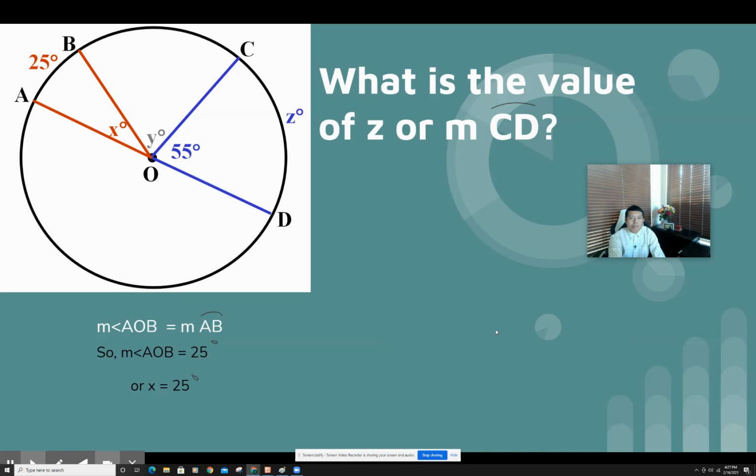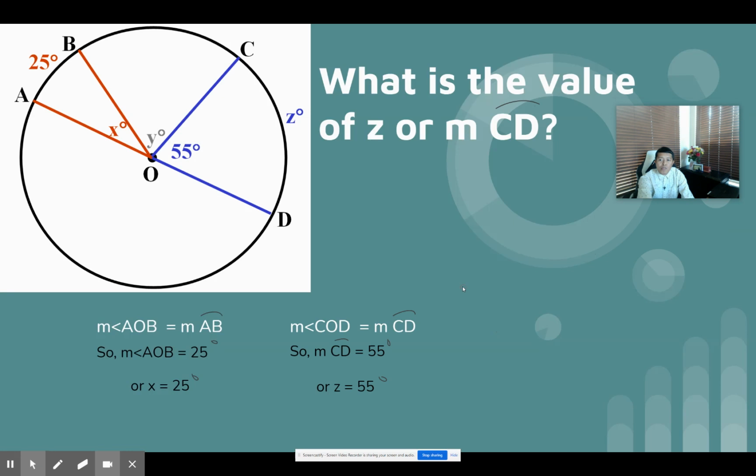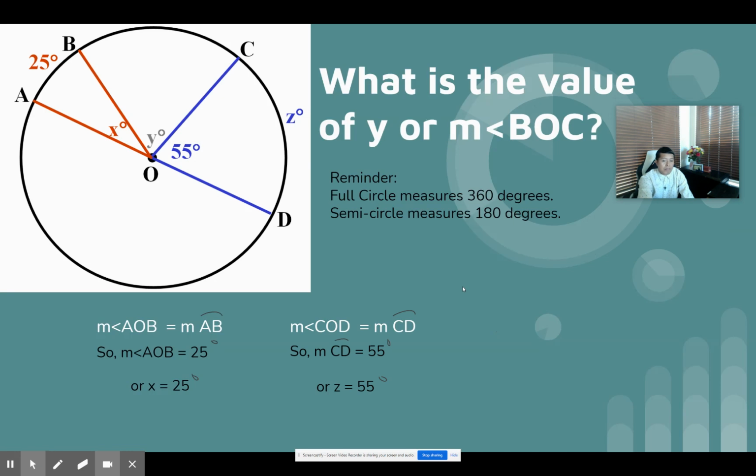How about the value of z, the one in blue, or the measure of arc CD? So this is the reverse. We're measuring the arc. If the central angle is 55 degrees, so its intercepted arc should be the same. It's 55 degrees as well. Okay? Now, how about the one in between them, that y? We have to remember that the full circle measures 360 degrees and the half or semicircle is 180 degrees.